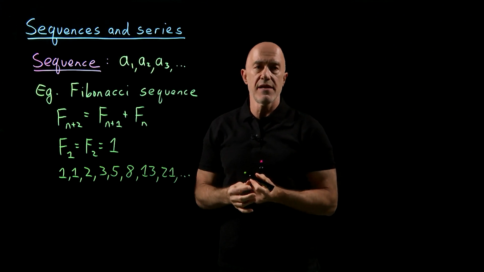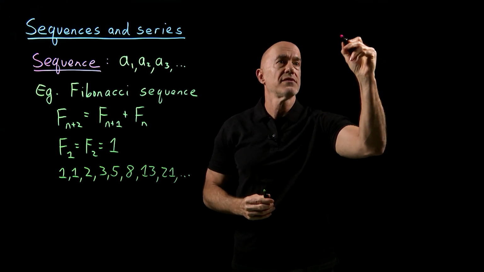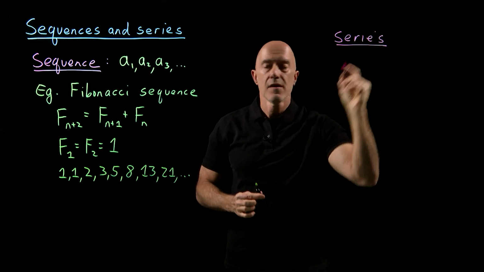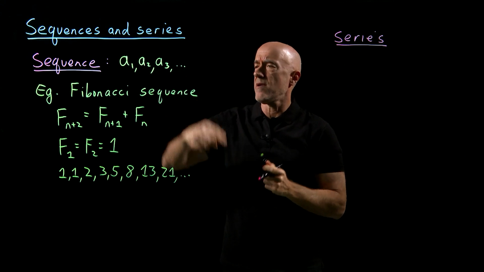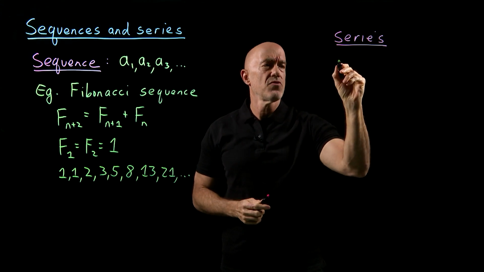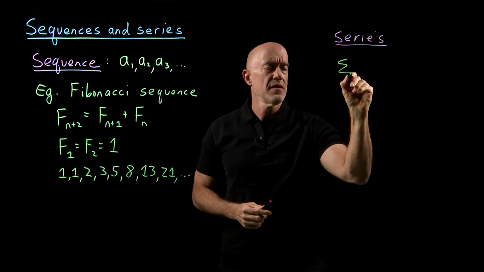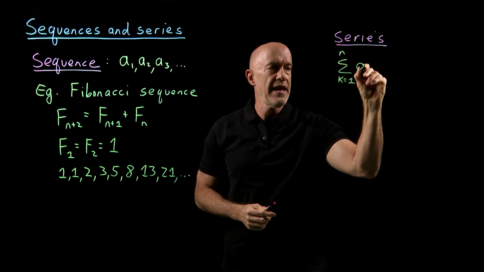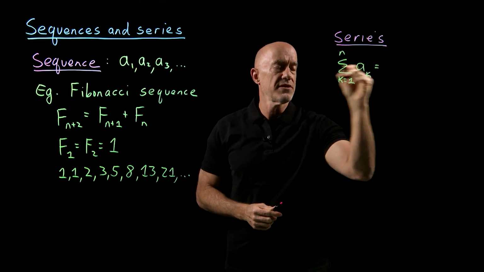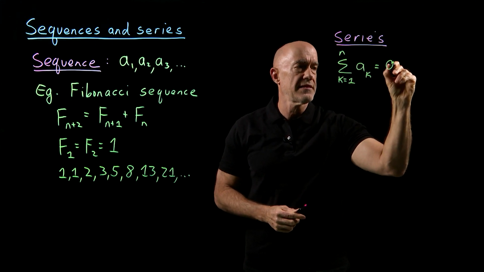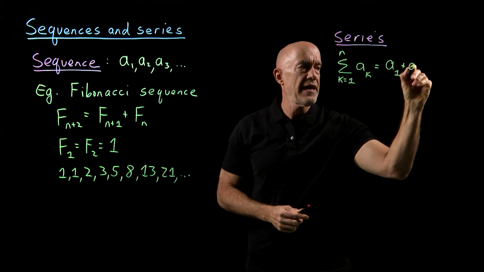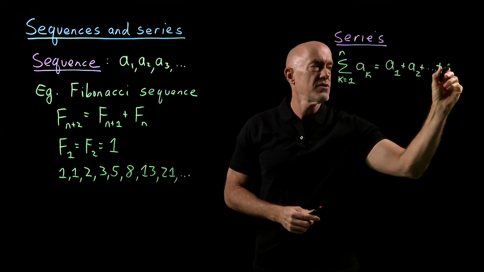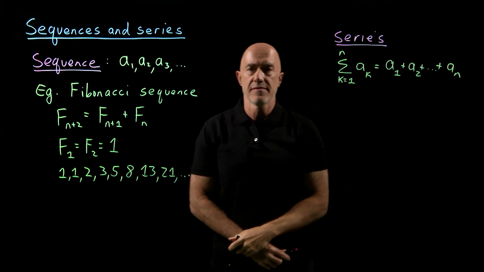Also, I should define a series. So what does a series look like? Well, a series is a sum of a sequence. So we can write that as the sum from k equals 1 to n of a sub k. So the summation symbol means that this is a sub 1 plus a sub 2, etc., up to the last one, which would be a sub n.